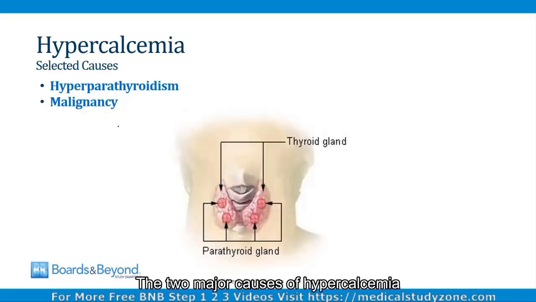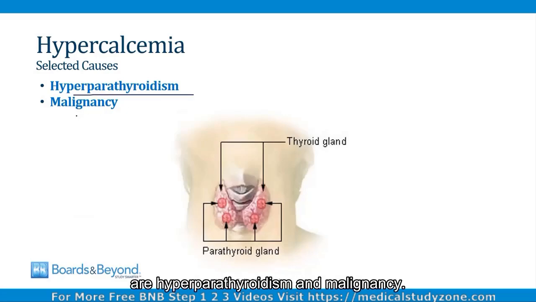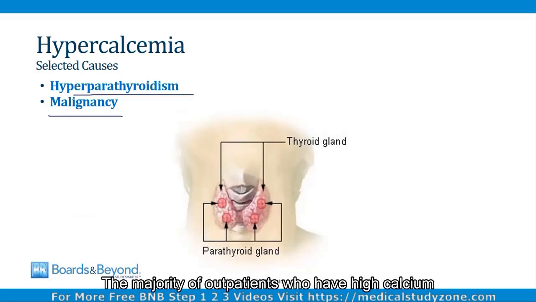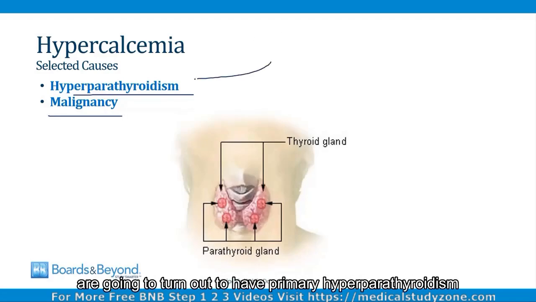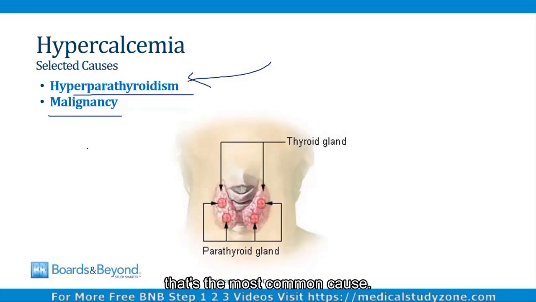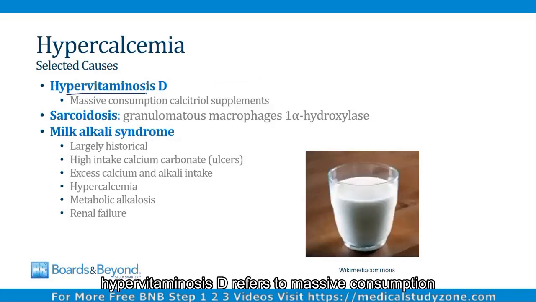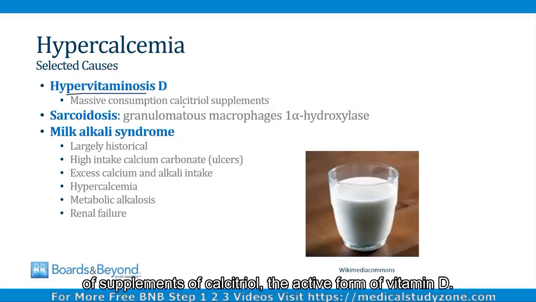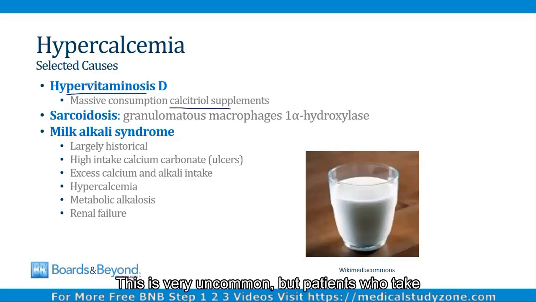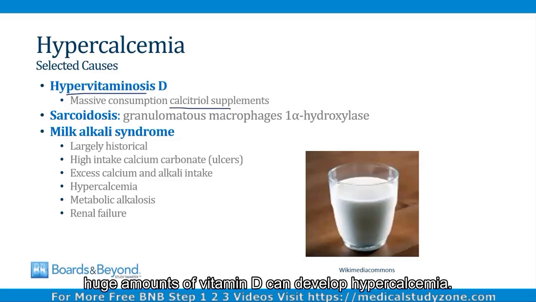The two major causes of hypercalcemia are hyperparathyroidism and malignancy. The majority of outpatients who have high calcium are going to turn out to have primary hyperparathyroidism. That's the most common cause. Other causes are shown on this slide. Hypervitaminosis D refers to massive consumption of supplements of calcitriol, the active form of vitamin D. This is very uncommon, but patients who take huge amounts of vitamin D can develop hypercalcemia.